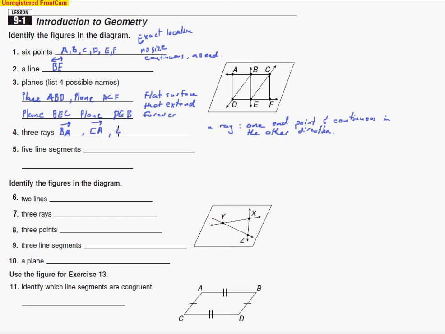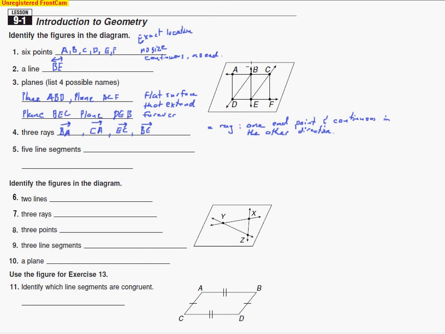So I could call E an endpoint, and then C goes on forever. Or I could even do EB. Now notice EB was a line, or BE was a line. But if I write down B first and then E, and put the arrow above the E, that means I'm stopping at B. That's my endpoint, and then I continue past the E. So those are just some different ideas of rays.